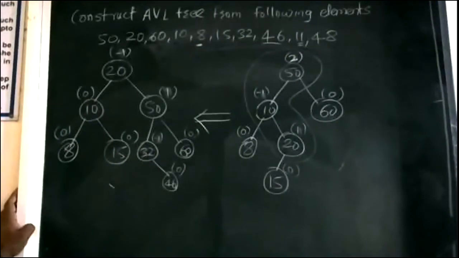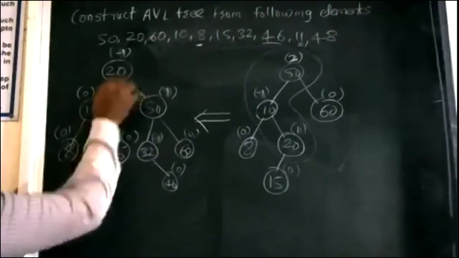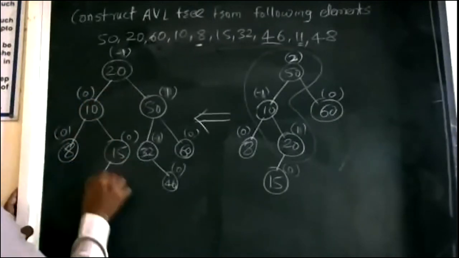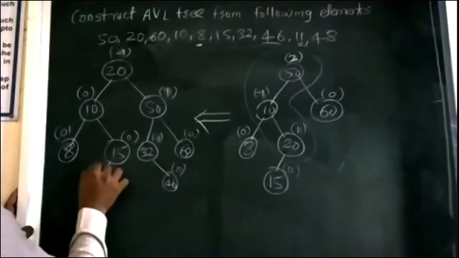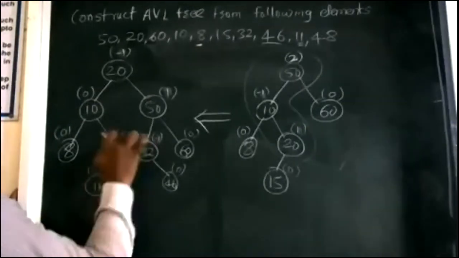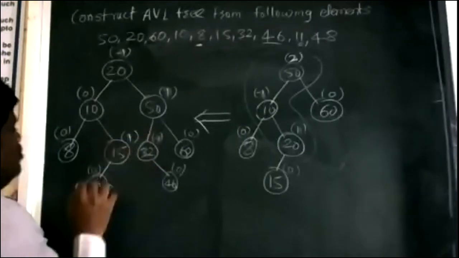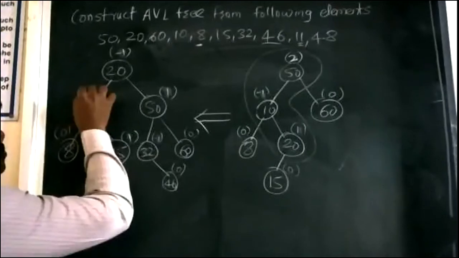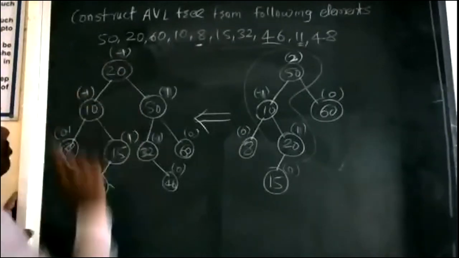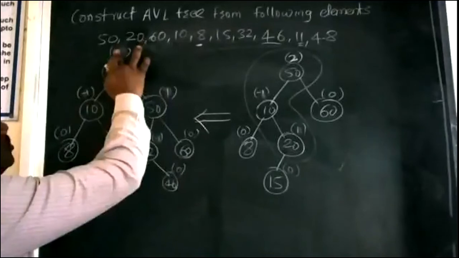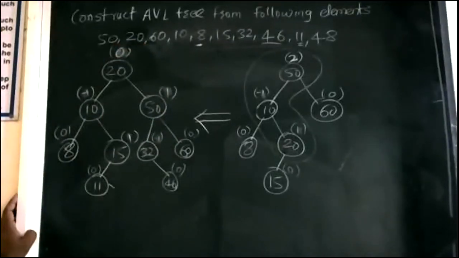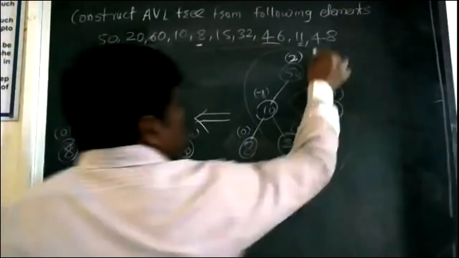Insert the 11. Where to insert 11? Left of 15. So what is the balance factor of 11? 0. What is the balance factor of 15? 1. What is the balance factor of 10? -1. Now what is the balance factor of 20? 0. Now the tree is balanced or unbalanced? Balanced. Now insert the last element, 48.